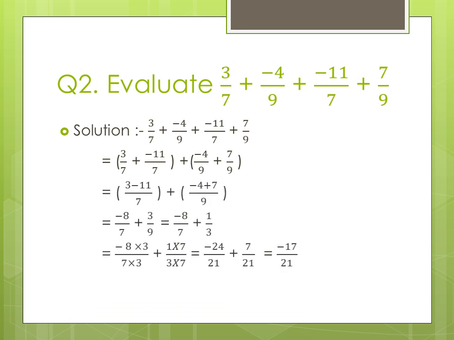So if you see, we can easily add them up, because here the denominator is same, which is 7. So 3 minus 11 will give us minus 8, and in this case denominator is 9. So minus 4 plus 7 will give us plus 3. Now we have to look at these two denominators, which are different, 7 and 9.